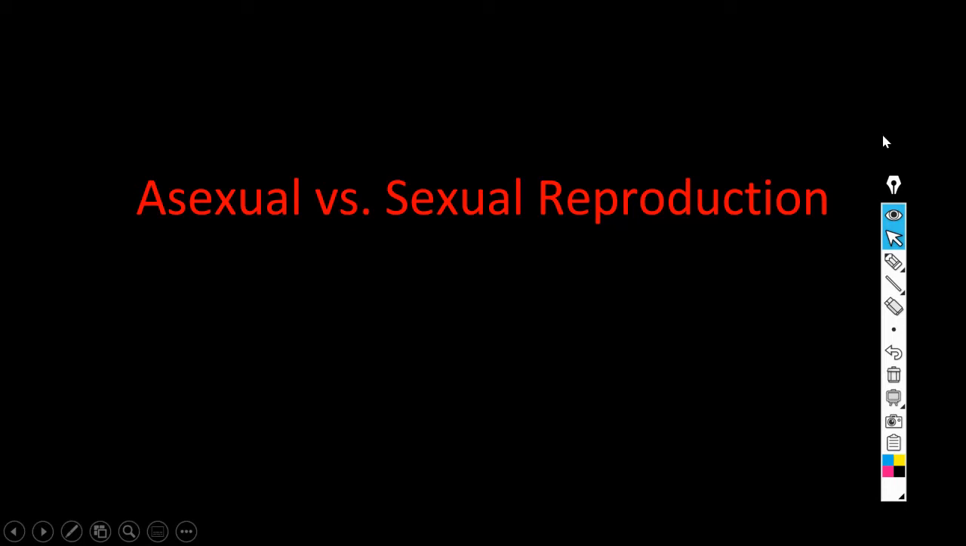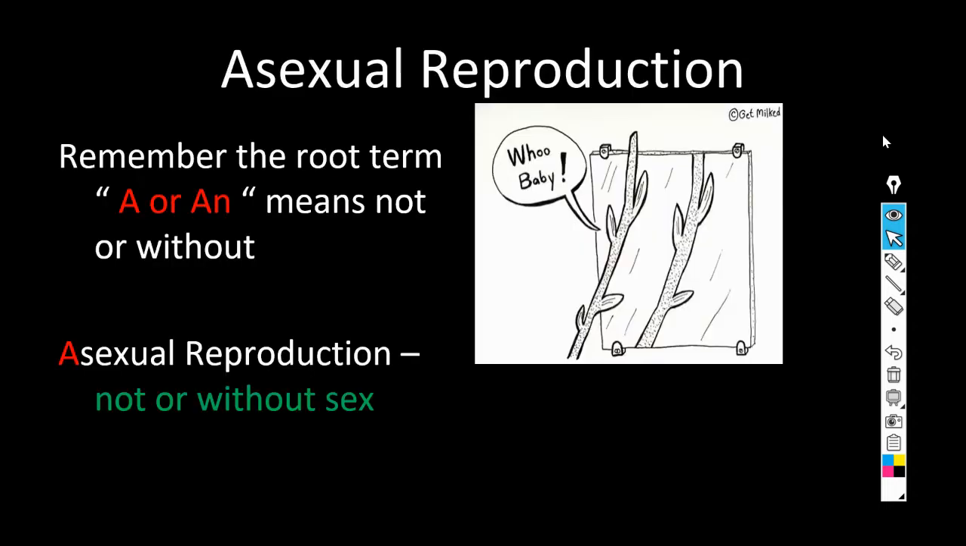Welcome to biology. This is Mr. Troll. Today's lesson is going to focus on the difference between asexual and sexual reproduction.